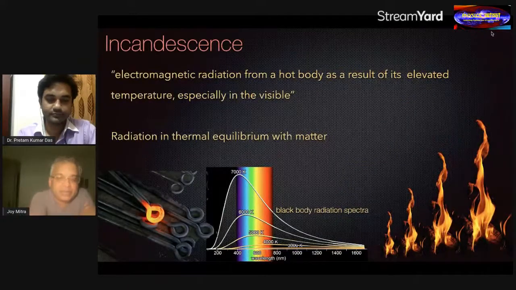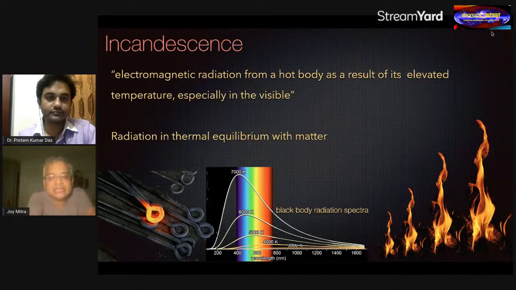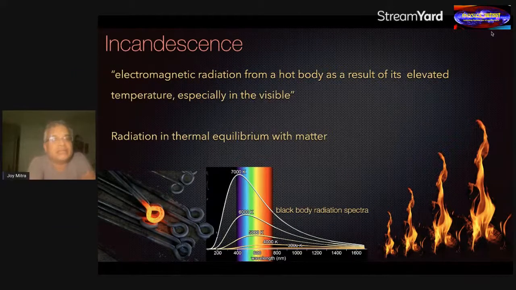To begin with, especially for the students, I would like to draw a distinction between a couple of words. It's a word play. The first word I would ask you to focus on is called incandescence. If you look at any standard dictionary, Oxford, Cambridge, or Webster's, this is the definition you'll get of incandescence: electromagnetic radiation from a hot body as a result of its elevated temperature, especially in the visible.